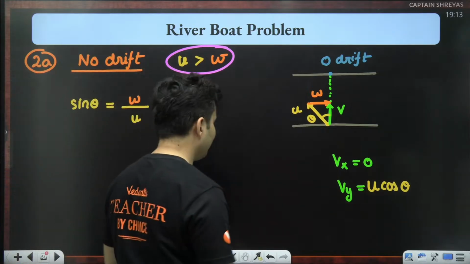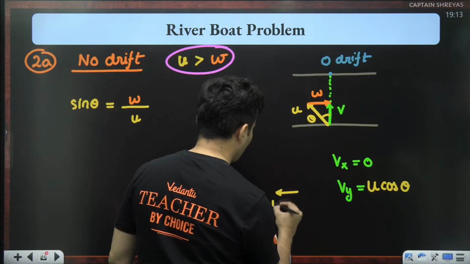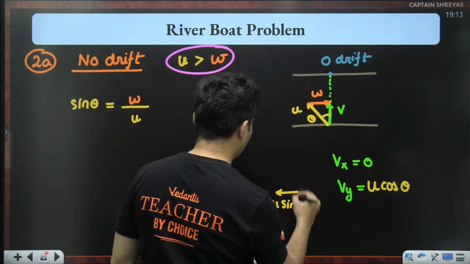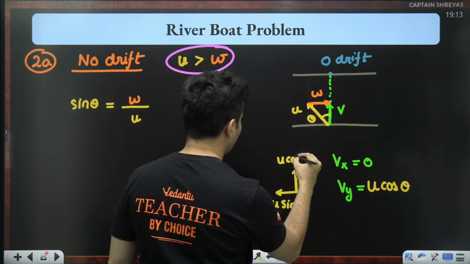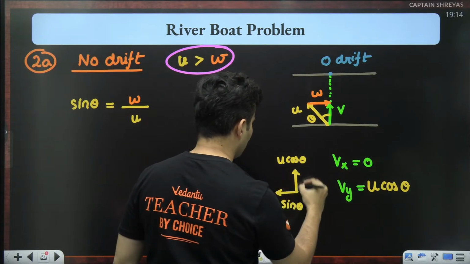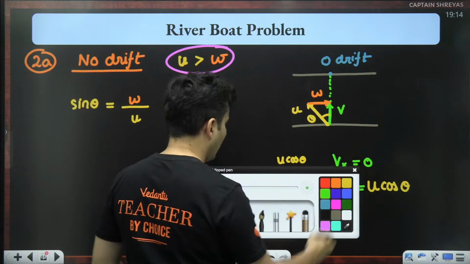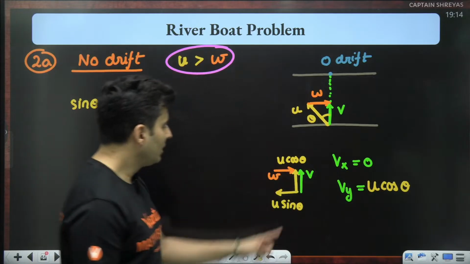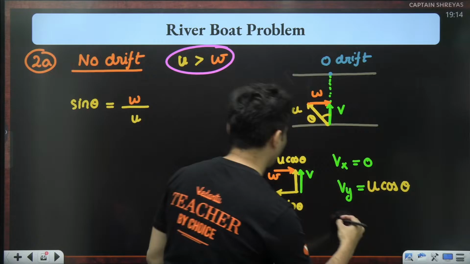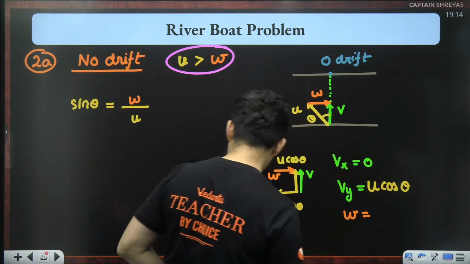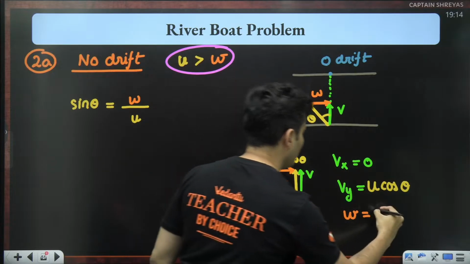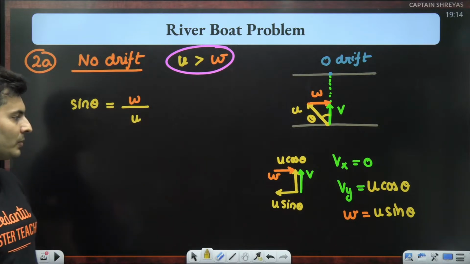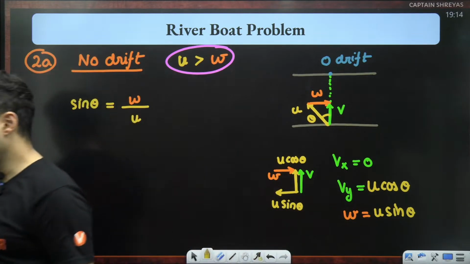Everyone, you can see that very clearly. So this would be u sine theta, and this would be u cos theta. And of course, this would be your v. And the river velocity will be exactly opposite. So the u sine theta component is cancelling w. The w will be cancelled by your u sine theta. That is exactly what is happening. Also, you can see over here sine theta is w divided by u.